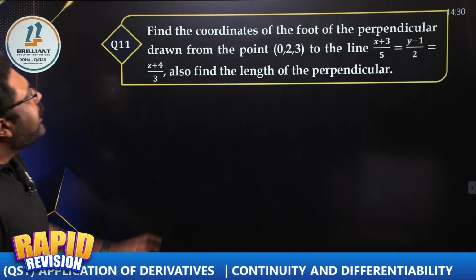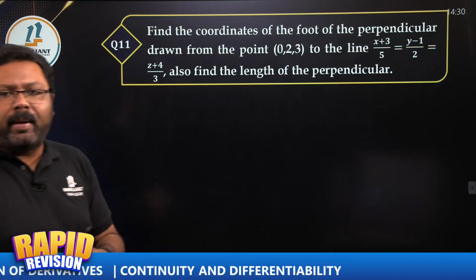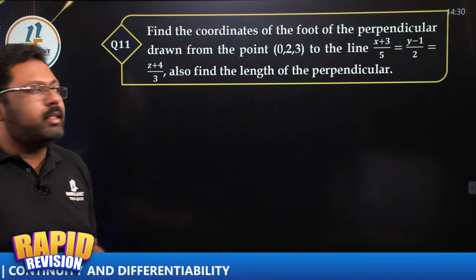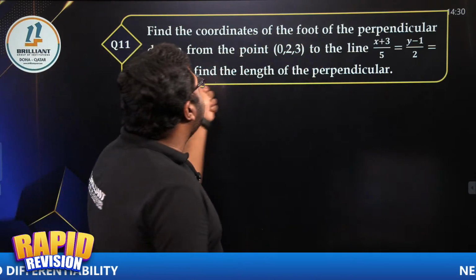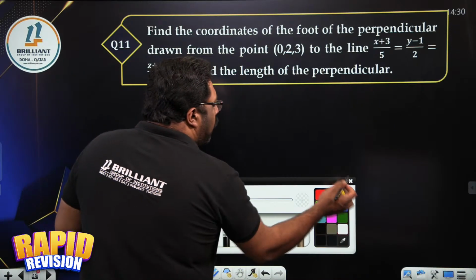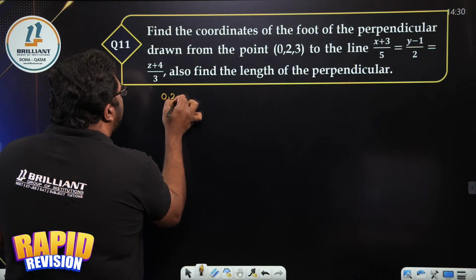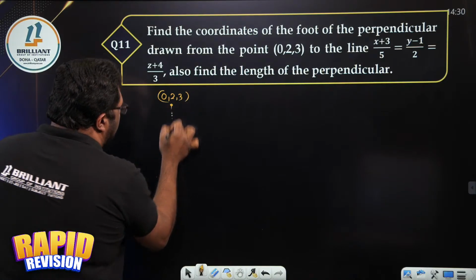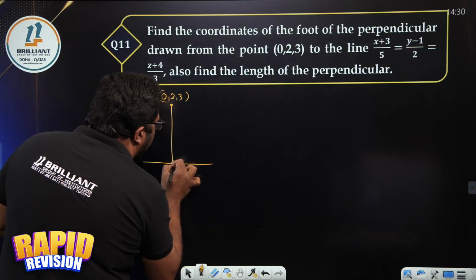Next question. Find the coordinates of the foot of the perpendicular. Again, another 5 mark question. Finding the coordinates of the foot of the perpendicular from a point 0, 3 to the line L.